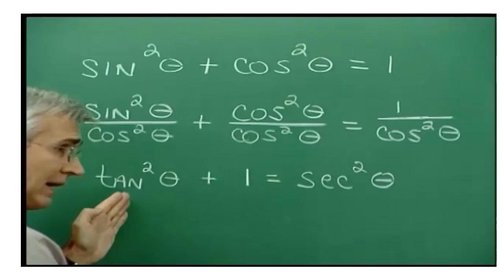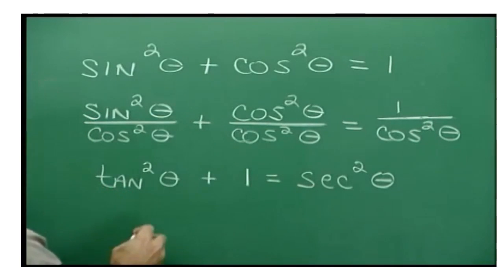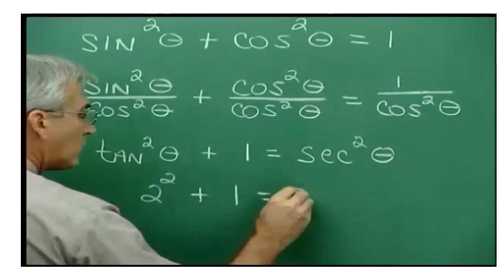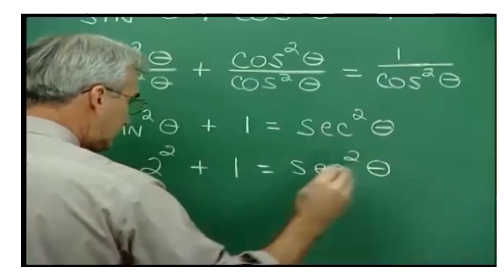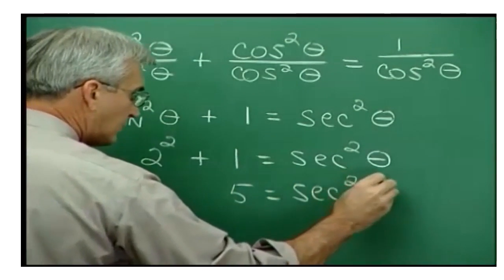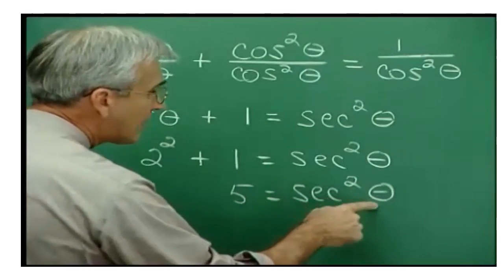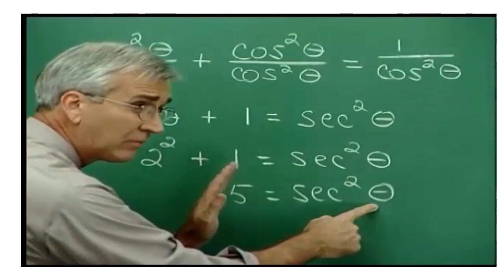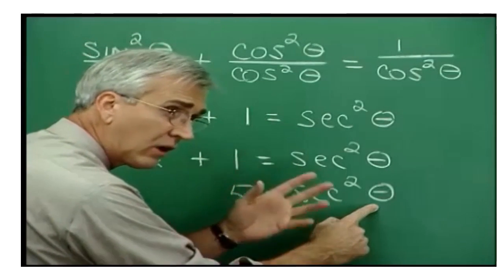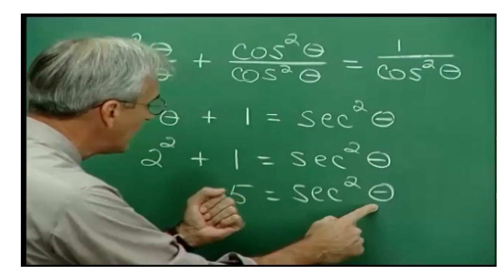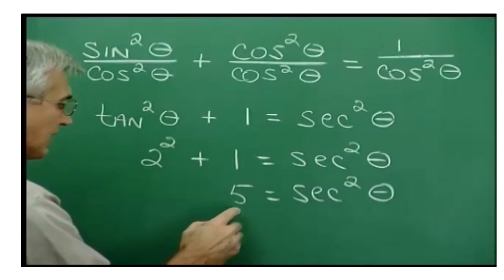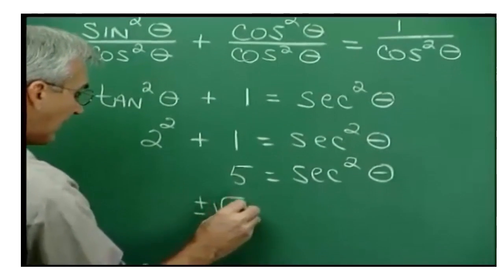We have information about this. All right, we know that tangent theta is equal to 2, so this is 2 squared then, plus 1 equals secant squared. So 5 equals secant squared theta. And by the way, we're using theta here as an angle, but remember that we could just as easily be talking about a real number and be talking about this radian idea as well. Okay, let's see. If secant squared theta is 5, then secant is plus or minus the square root of 5.